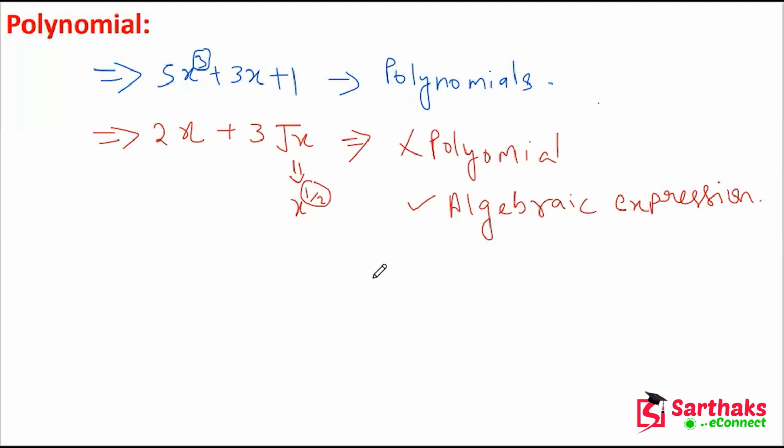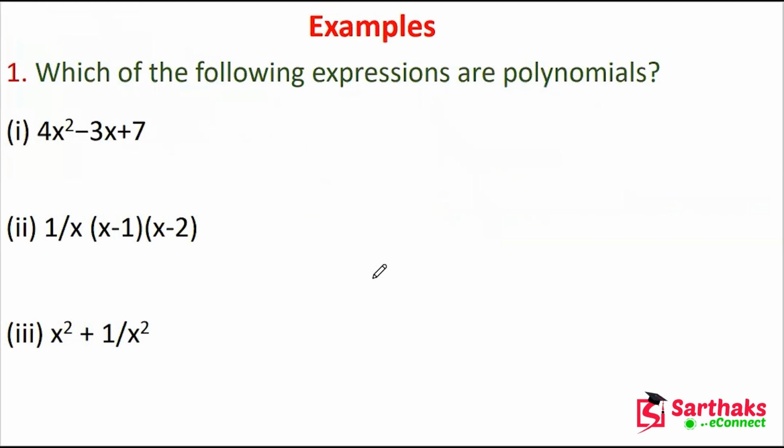So I hope you understand what a polynomial is and what an algebraic expression is. All the game is in the exponent part. If the exponent is a whole number, then it is a polynomial. But if the exponent is not a whole number, then it is not a polynomial. Now we have to identify which ones are polynomials. All these are algebraic expressions, but we have to identify which are polynomials.